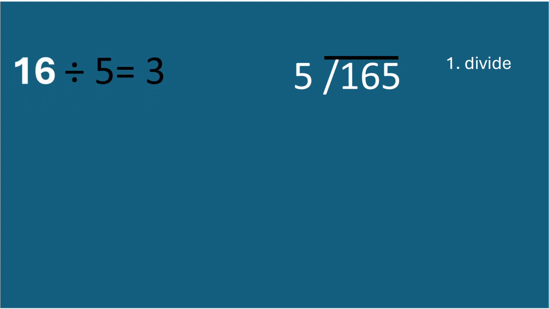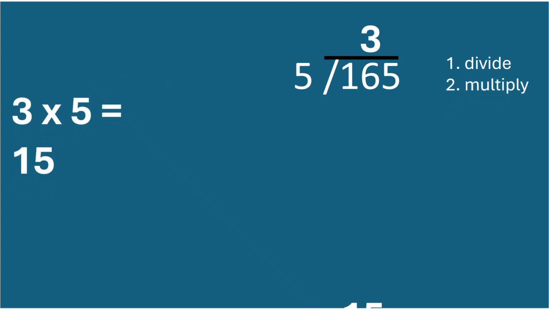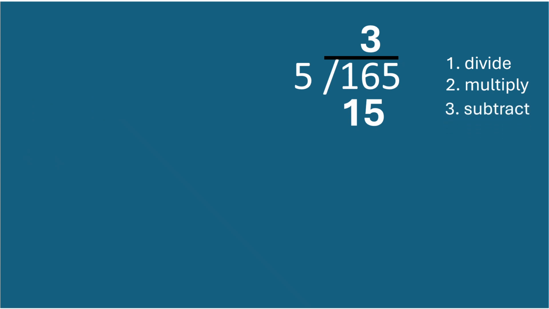So we have 16 divided by 5 is equal to 3. Place 3 on the top of 6. Then we multiply 3 by 5, so we have 15. Place 15 under 16. Then we subtract 15 from 16. 16 minus 15 is equal to 1.